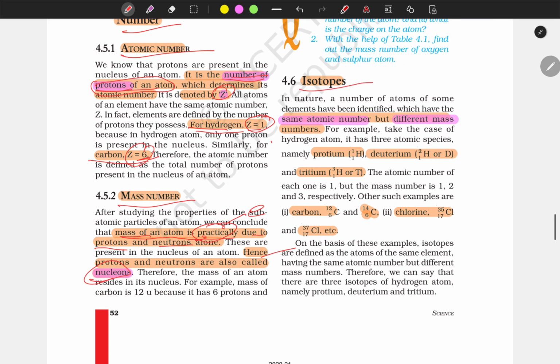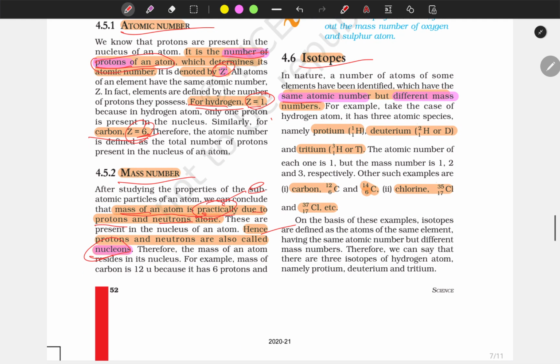So what are isotopes now? Same atomic number but different mass number. So with the same atomic number, the atom will be the same, hydrogen, but the mass number will be different. That is because the neutron numbers are different. There is no neutron, there is 1 neutron, there are 2 neutrons.